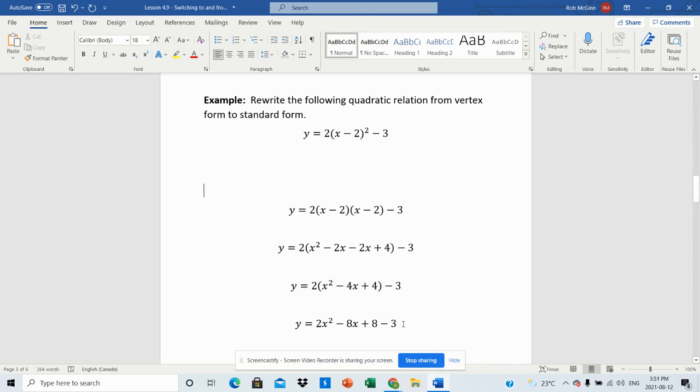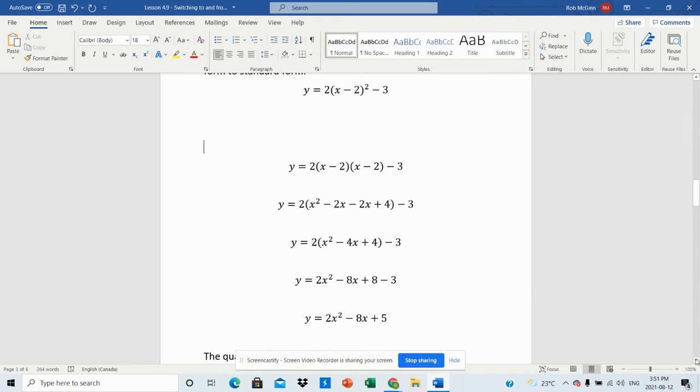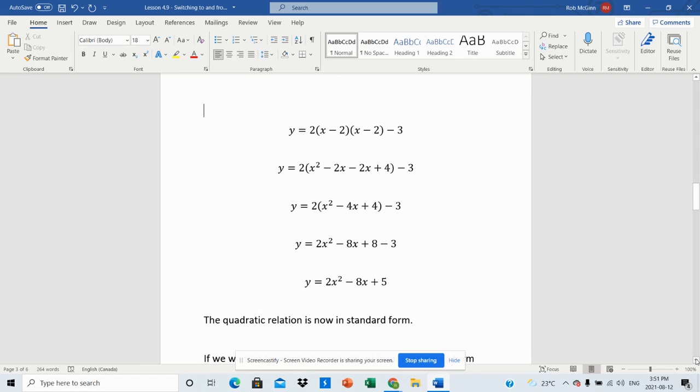So now we're once again going to collect our like terms. So we'll do 8 minus 3 there. And we'll get our final form here, the standard form. Y equals 2x squared minus 8x plus 5. So the quadratic relation is now in standard form.